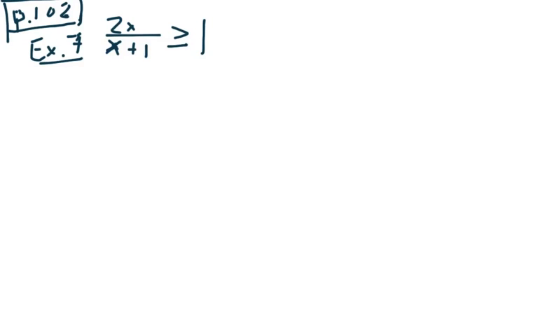So we'll work this last example on page 102, example 7. Same steps as example 6. So step 1, we need to move everything to one side. It has to have 0 on one side.